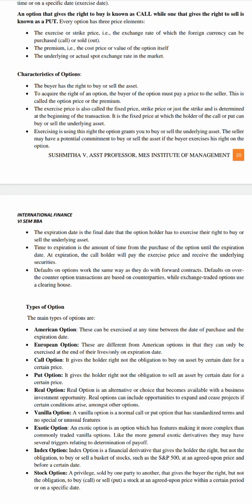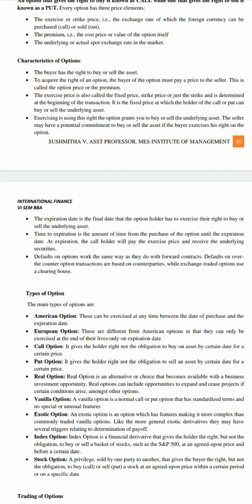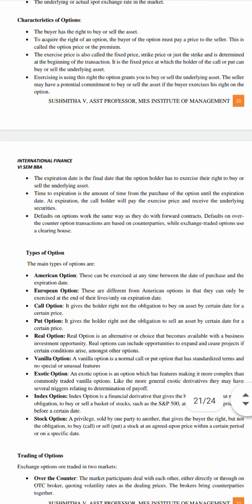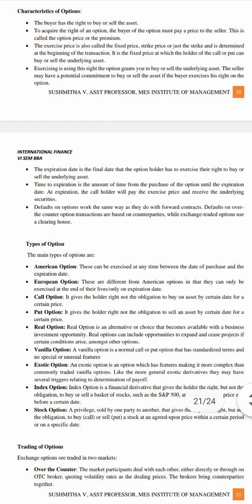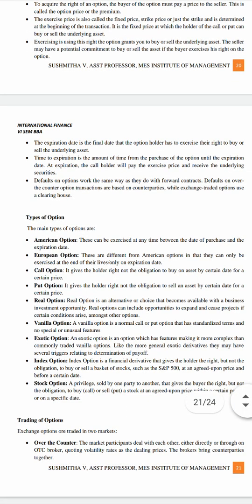There are three elements in an option transaction. One is a call or put option, and you have a premium, that is the value of the option is called the premium, and the underlying commodity is called the underlying asset. Again, when it comes to the characteristics of options, the buyer has the right to buy or sell the asset, and to acquire the right of an option, they have to make a certain payment. That payment that they make to get that right is called the option price or premium. And the exercise price is also predetermined. It is fixed when they enter into the transaction, and it has to be settled at the exercise price only. It has to be exercised at the set date, and the date on which you are going to settle the option transaction is called the expiration date.